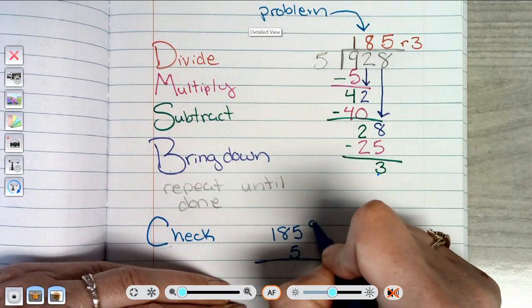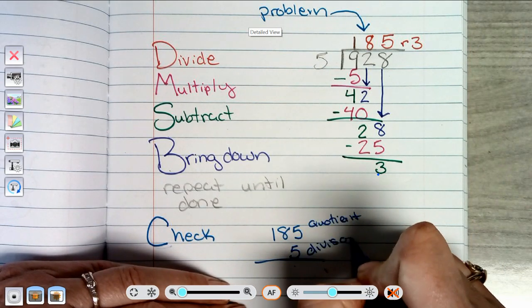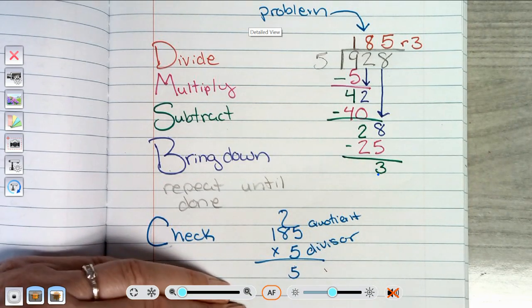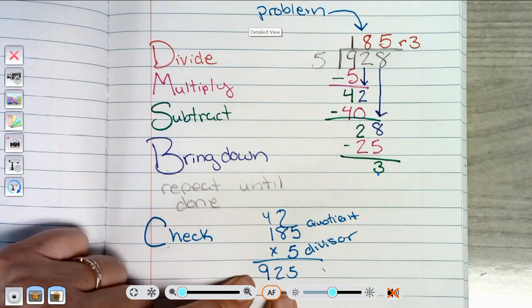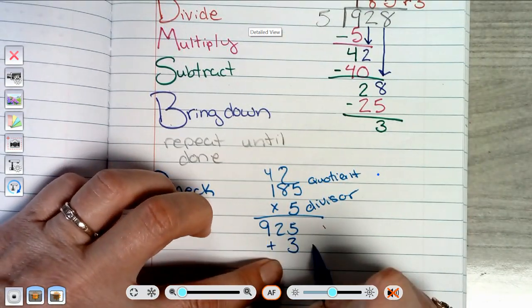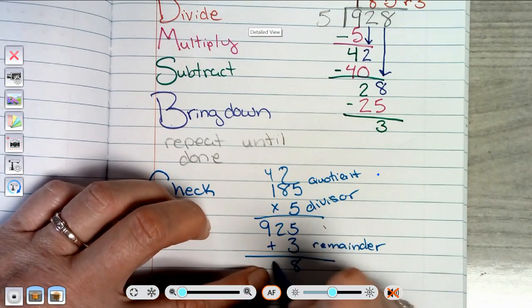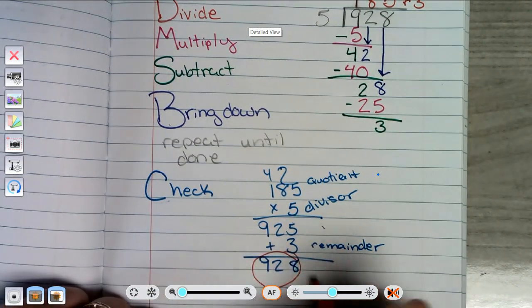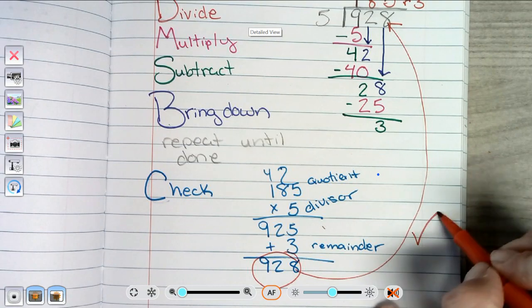So this is my quotient times my divisor. 5 times 5 is 25. 8 times 5 is 40 plus 2 is 42. 5 times 1 plus 4 is 9. Okay, wait, 925 is not 928. Oh, yeah, I have to remember to add my remainder. 8, 2, 9. Okay, and then you know you have it correct if this number is the same as the whole that you started with. And if it is, check.